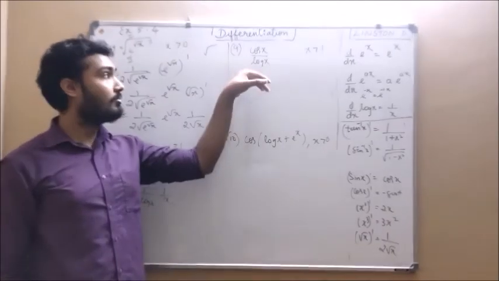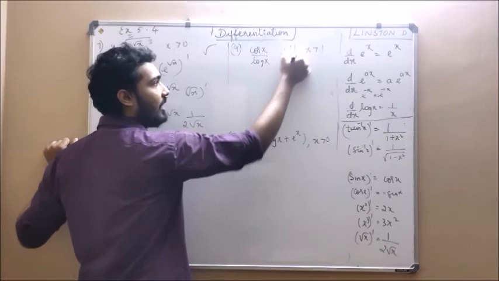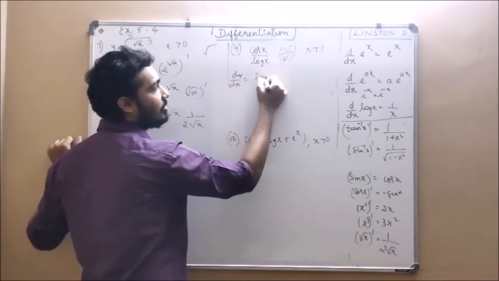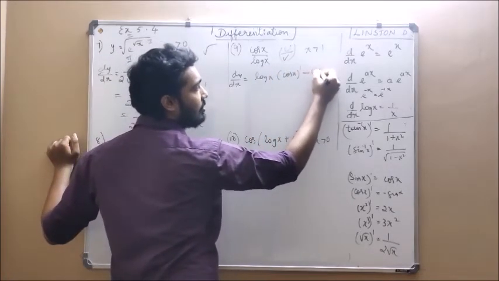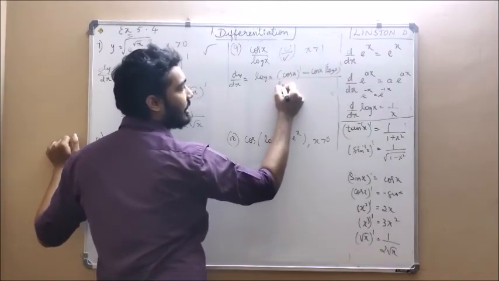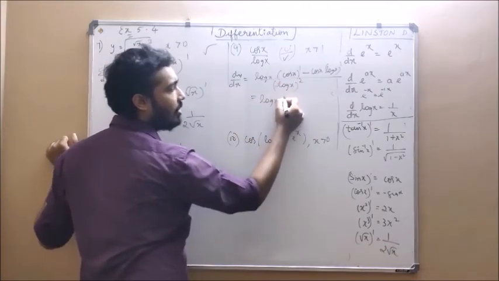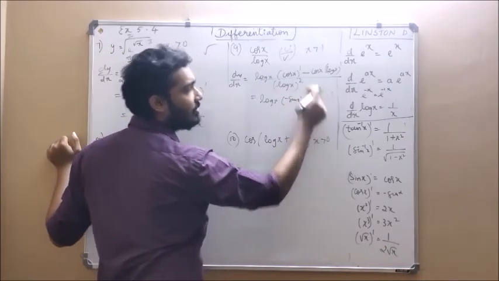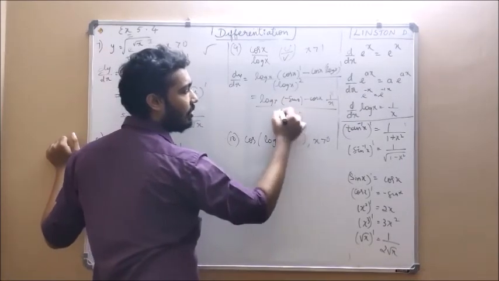Next we have 9th question: cos x by log x. How to differentiate? This is the quotient u by v. So dy by dx equal to log x into differentiation of cos x minus cos x into differentiation of log x, by log x square. So this is log x into differentiation of cos x, which is minus sin x, minus cos x into differentiation of log x, which is 1 by x, divided by log x the whole square.